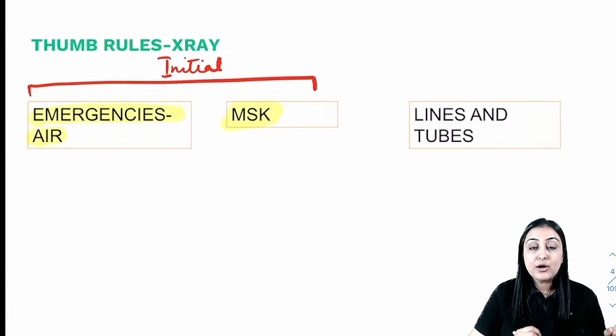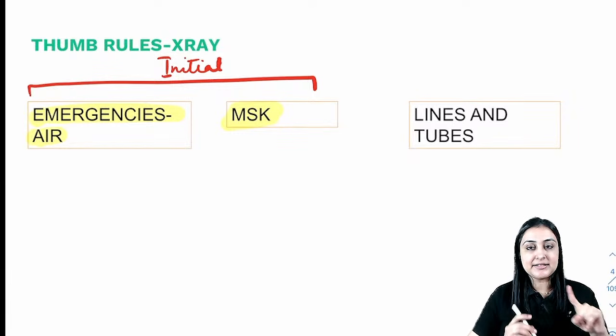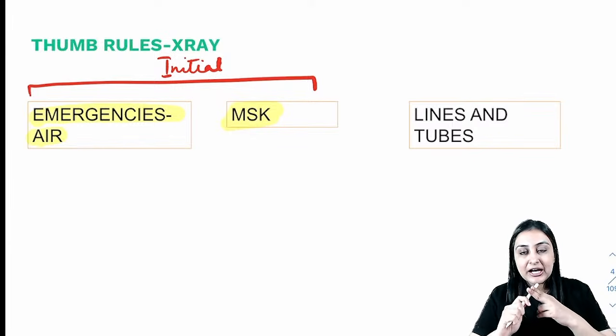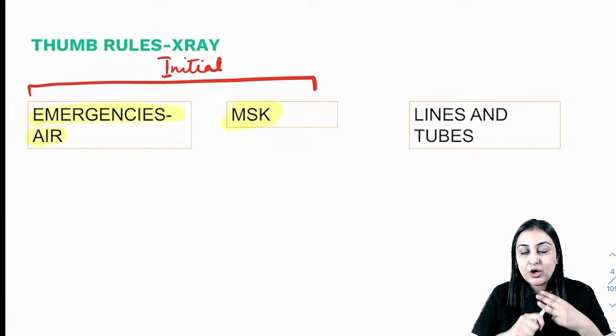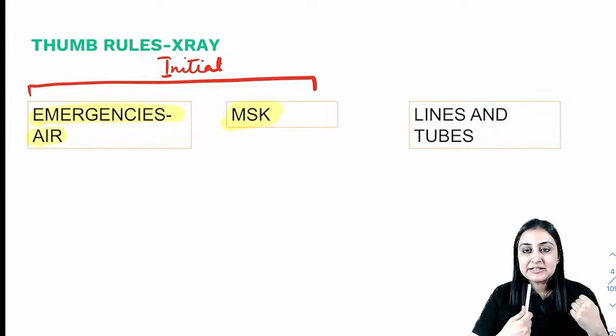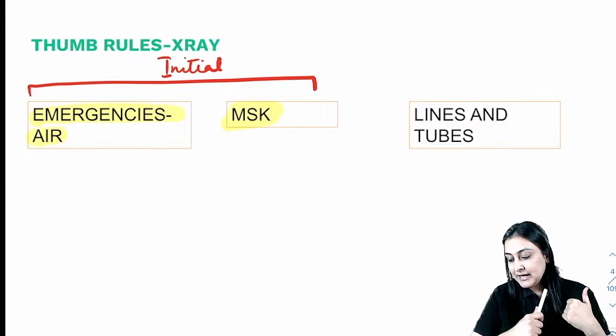Anything which is going to be orthopedics, musculoskeletal, whether it is a bone tumor, whether it is a fracture, whether it is arthritis, what is the first investigation we do? It's going to be X-ray.